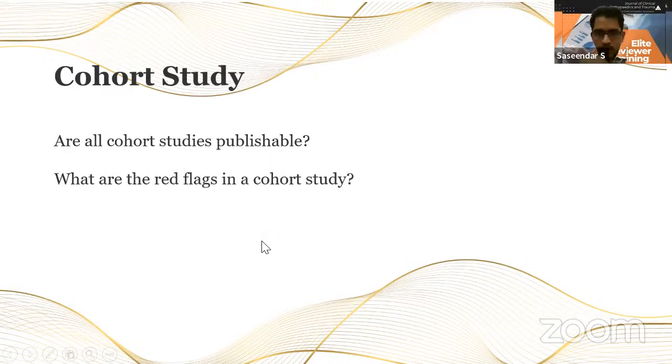This is to Dr. Anupam. Dr. Anupam, do you think all cohort studies are publishable? What are the red flags you want to find out in a cohort study to reject them? Or in other words, what are the positives that you have to look for in a cohort study to publish them?